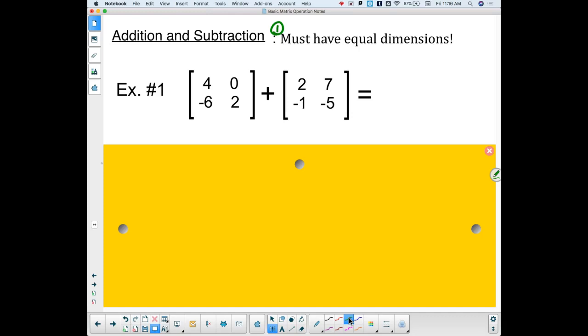So the first check is, this first matrix has 2 rows and 2 columns, so it is a 2 by 2 matrix. The second matrix has 2 rows, 2 columns. It is a 2 by 2 matrix. So those are the exact same size because they have the exact same dimensions. They are able to be added and subtracted together. In this particular case, we are adding them together.